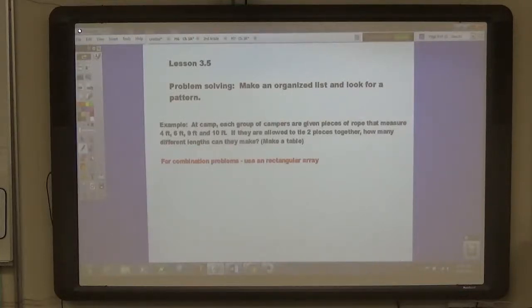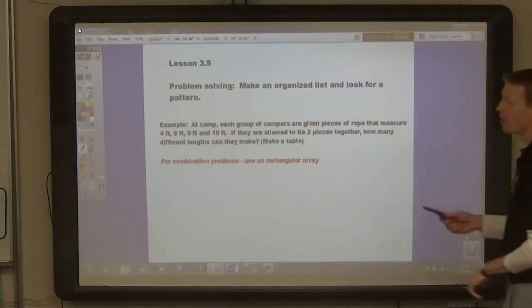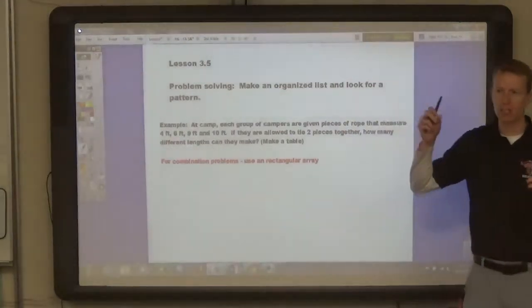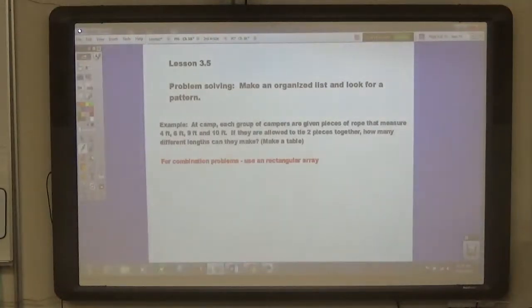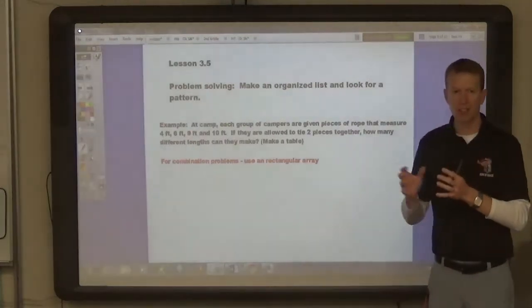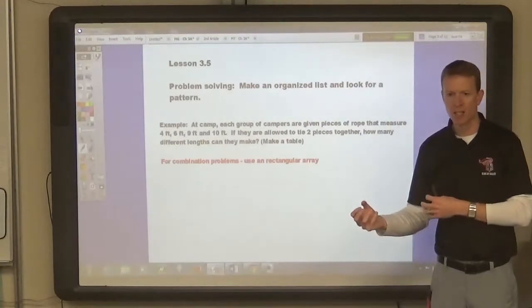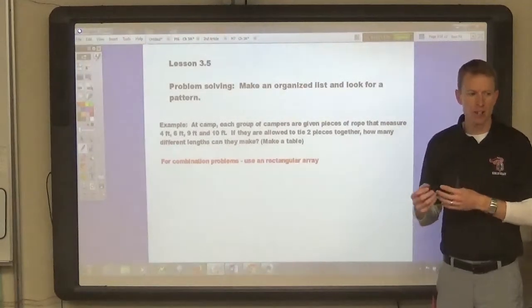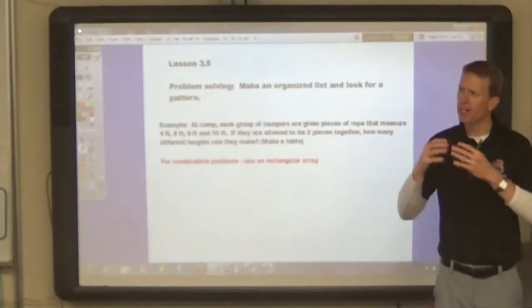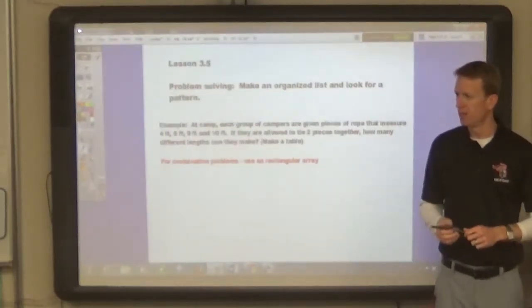Okay, we're going to go through this example, and we're going to talk about solving a problem where you have to make a list and you have to combine things. We're going to talk about problems like this where you have a number of pieces or a number of teams or a number of choices, and you're trying to figure out how many combinations can I make.